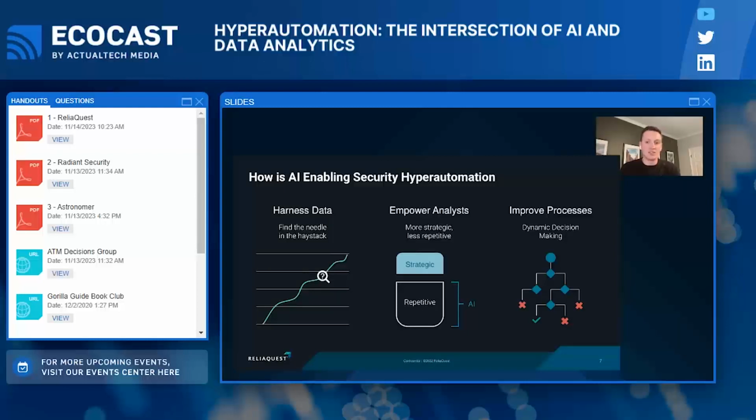As we already discussed, there's a massive amount of data at our disposal, which helps AI models to leverage and ultimately find those needles in the haystack. Additionally, AI is capable of empowering those analysts by taking on the bulk of the repetitive tasks, allowing them to focus on what matters most, which is those strategic activities that really are driving outcomes for the customer. And finally, the dynamic decision-making that AI models allow for improves processes, makes them more efficient, more scalable across that full detection, investigation, response lifecycle.